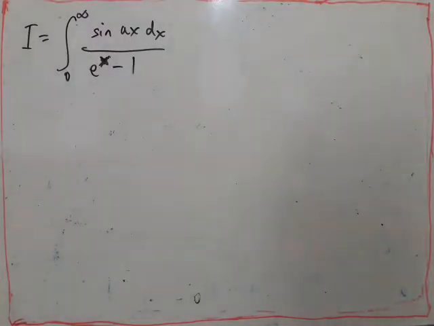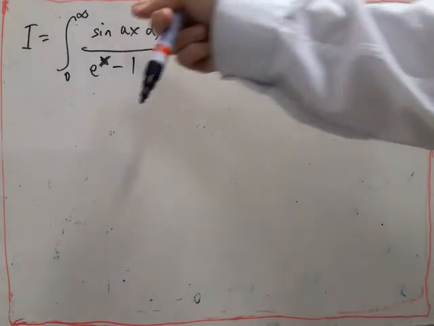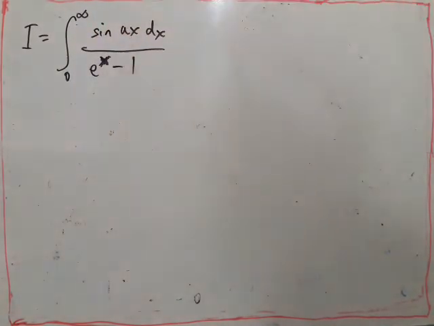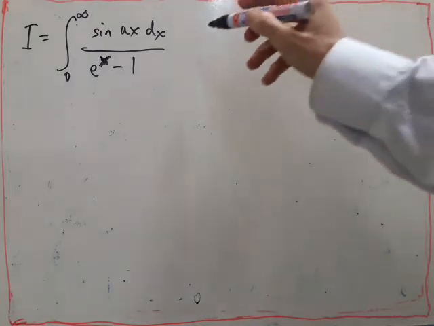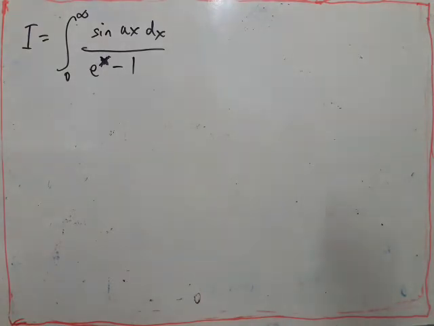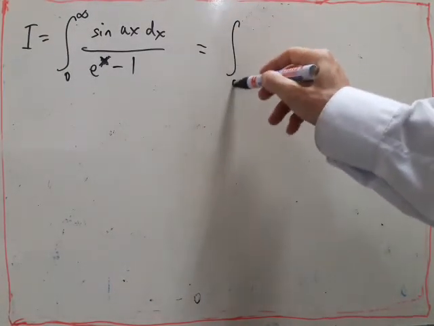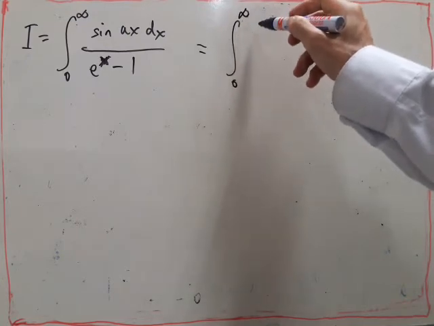So in this example, if we're going to use complex techniques, we don't know how to deal with sine ax. So we're going to have to turn it into an exponential and take the imaginary part. So our first thought would be to write it like this.